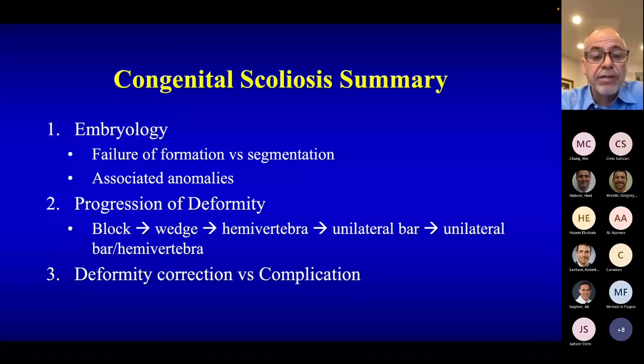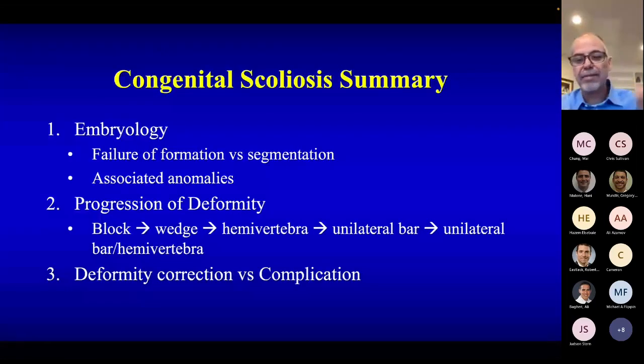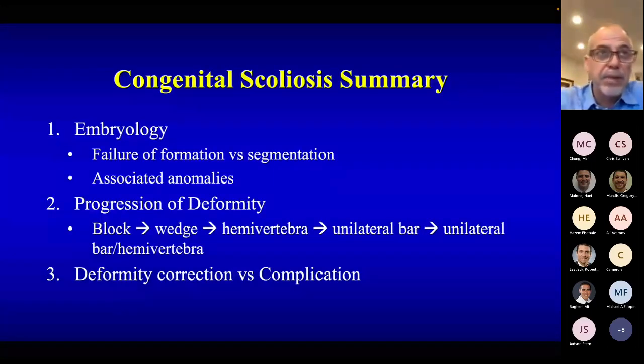The progression of deformity: remember this block is less than wedge, hemivertebra, unilateral bar versus a unilateral bar and hemivertebra, or ultimately a mixed deformity. And when balancing the options for deformity correction versus complications, if you can perform something simpler before you get to the VCR, that might ultimately be in the patient's best interest. Great. I think we left enough time for some questions, hopefully. Sorry for going through so fast, but a pretty broad sweep on congenital scoliosis.